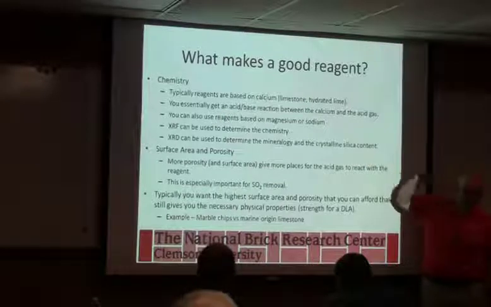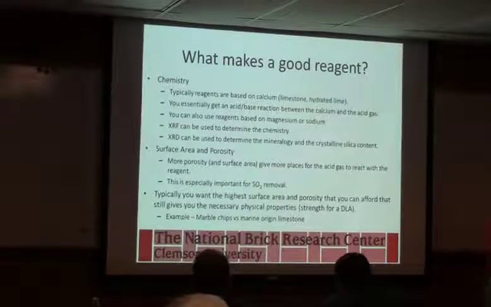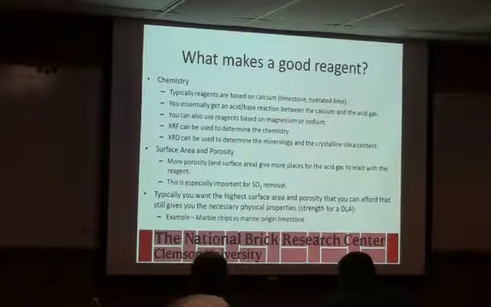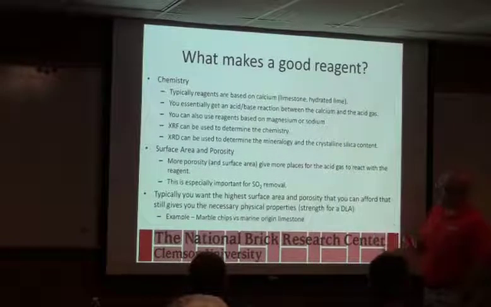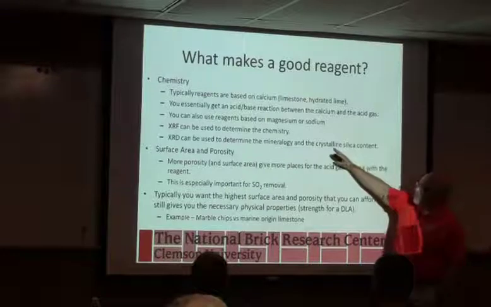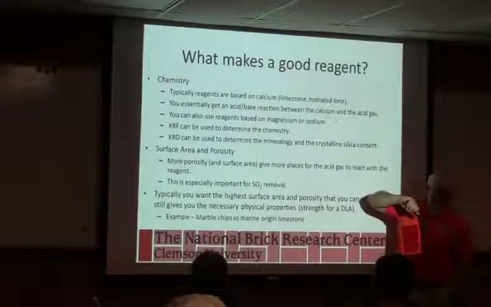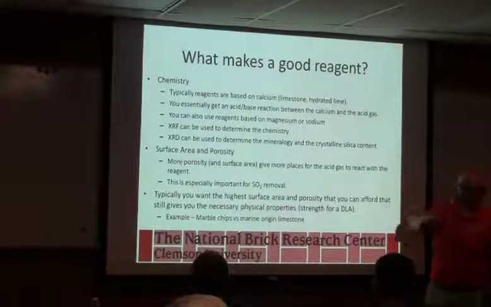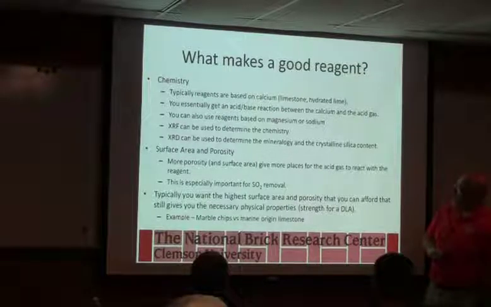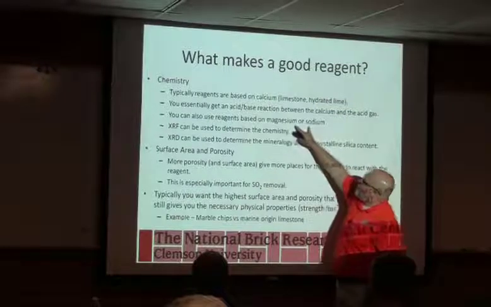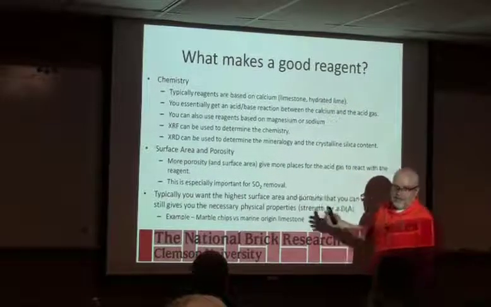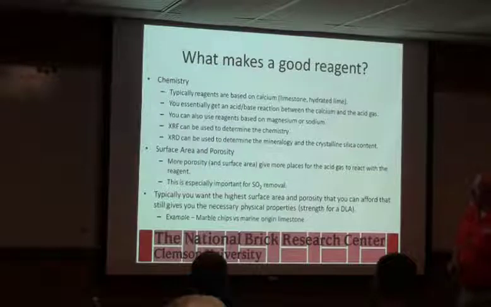So what do we look for when we're looking at a reagent? First thing we want to see is, does it have a good chemistry? And usually that's the calcium content. Does it have a real high calcium content? We can do chemical analysis on that. Sometimes we've seen them where they're supposed to be calcium and they've got a lot of sand in them or something like that. Anything that's not calcium, and to a lesser extent magnesium or sodium, doesn't do anything. It's not helping you with the reaction.